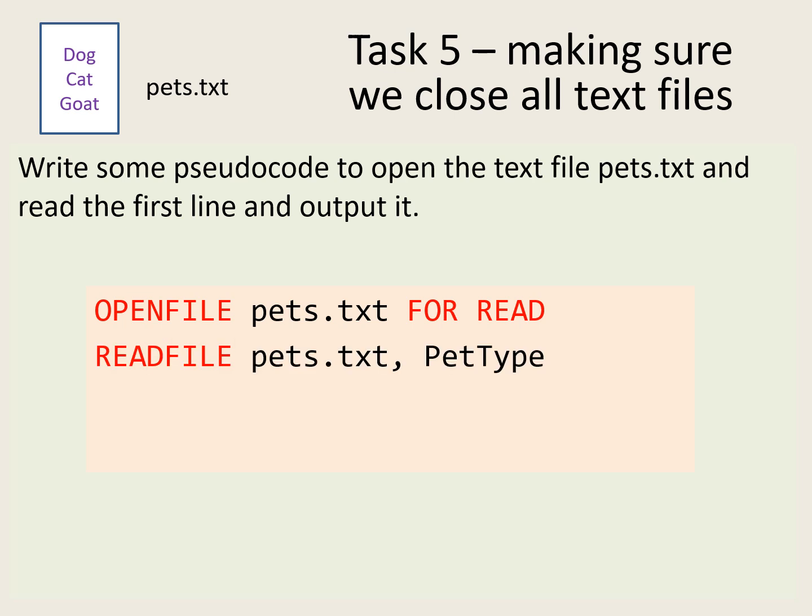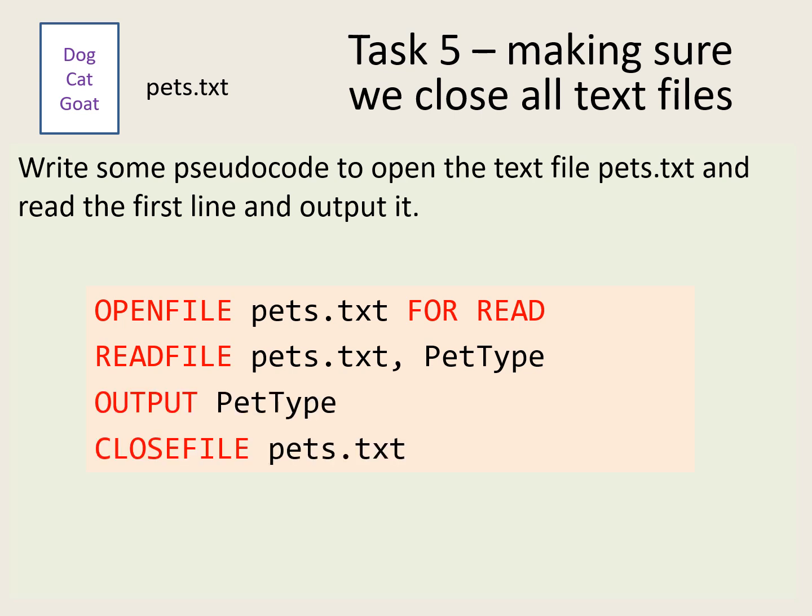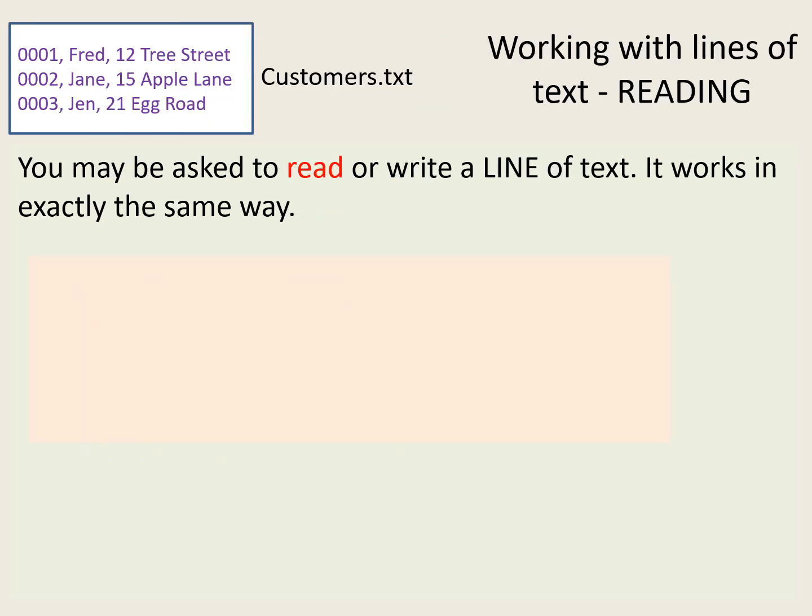Then we're going to read the first piece of information from that file by using read file, the name of the file, and then we've created a variable that's going to store the first value in that file. In this one, it would be, for example, dog. So the variable pet type is storing dog for us. We can output that because we're asked to do it in the question. And then to finish off, we need to make sure we close the file. So close file pets.txt. Okay, so going really well now.